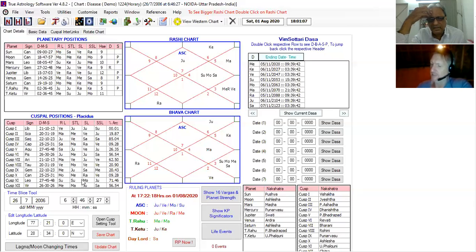So we note down the star rising on the ascendant, and check the sub-lord of the ascendant. Note down the signification of the ascendant sub-lord, the body parts and the diseases given by the planet. In this case, the Sun is the ascendant sub-lord. So you have to note down the body parts and the diseases of the Sun. Okay?